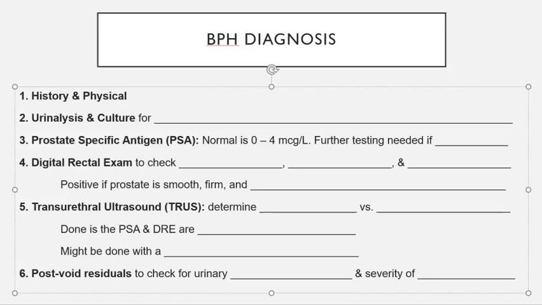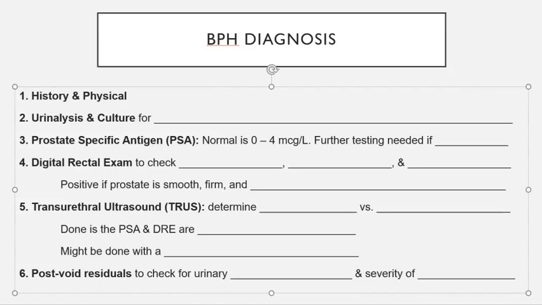They can also do an ultrasound to determine if the patient has BPH versus prostate cancer. An ultrasound is done if the PSA and the digital rectal exam are abnormal, and it also may be done with a biopsy for further testing.